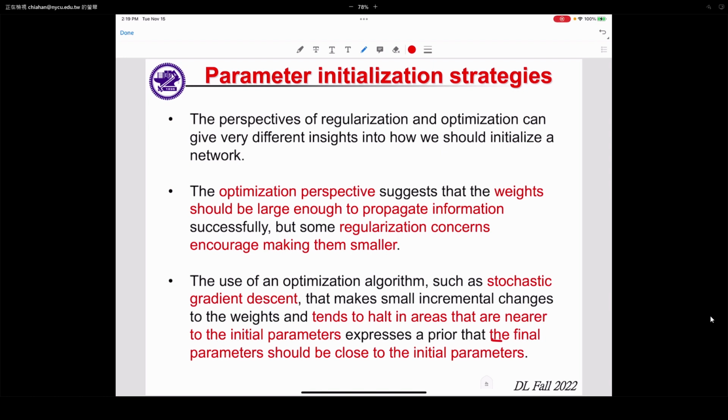So the overall idea is that the final parameters should be close to the initial parameters when using stochastic gradient descent. You can expect that because they're using iteration, and with a small step size, you don't expect the initial points to be much different from the final values. So you have to choose the initial values carefully.